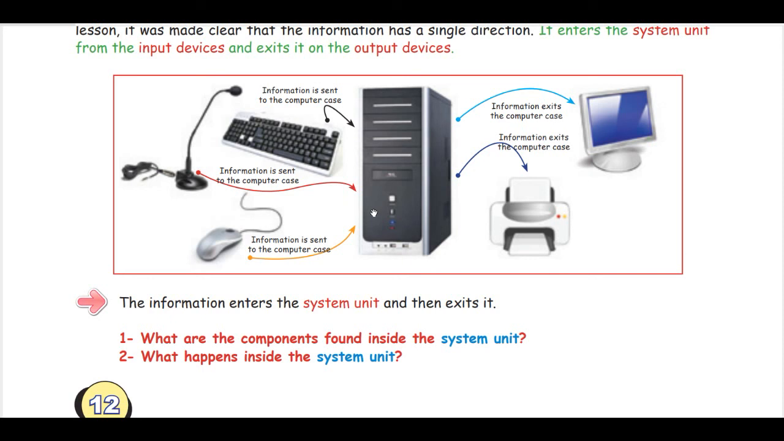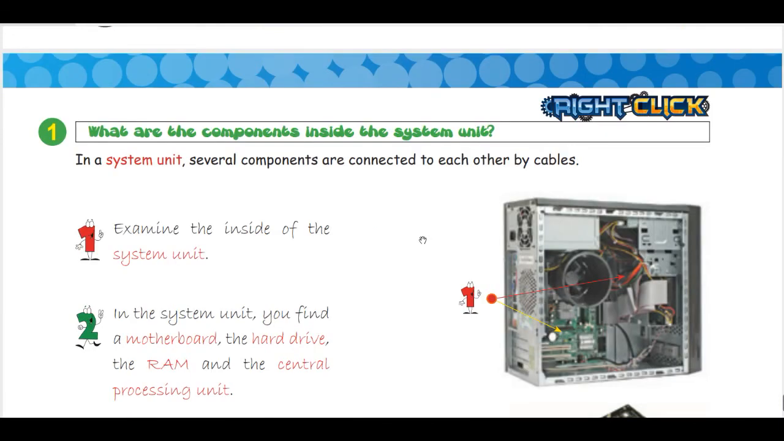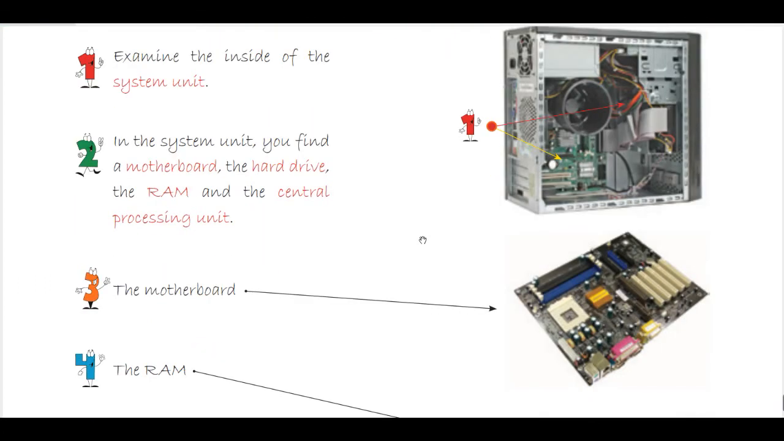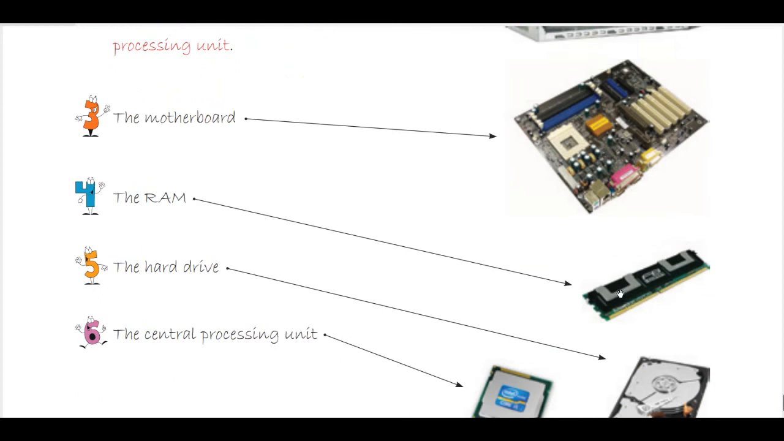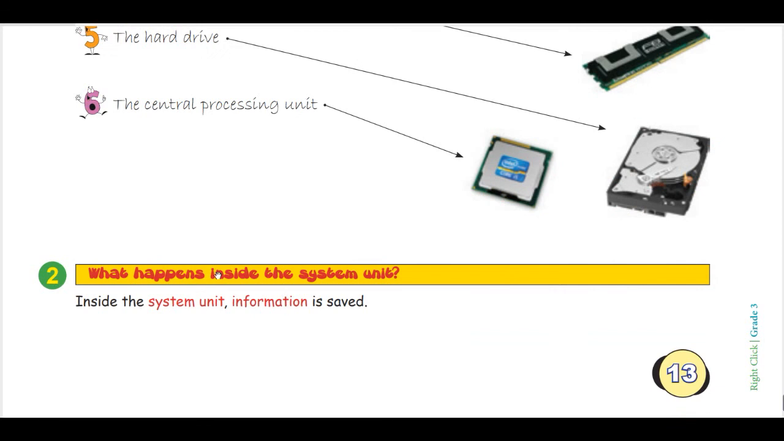And now it's time to ask the question: what are the components found inside the system unit and what happens inside the system unit? We'll pass to the second page by explaining to them that in the system unit we have many items, but mainly we will focus on the motherboard, the RAM, the hard disk, and the central processing unit. And what happens inside the system unit? It's about saving or manipulating the information.